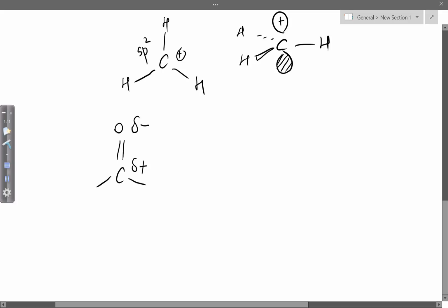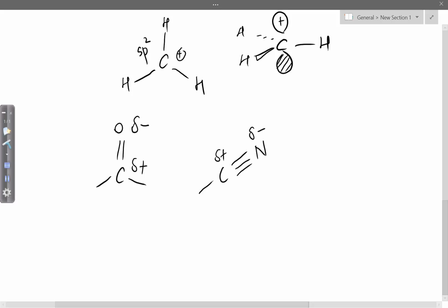And apart from C=O double bond, you can have C=N double bond, right? Remember, C≡N is linear because these two are sp hybridized. So same thing, this one can acquire a partial negative charge, and this one can get a partial positive charge, right? These are what I call polarized multiple bond species.